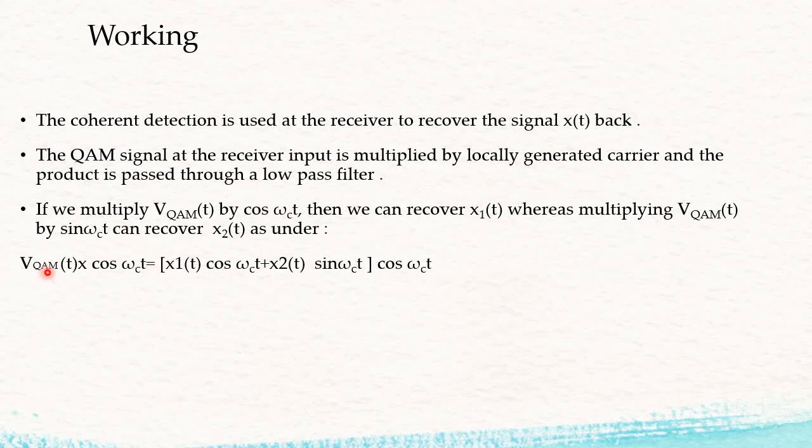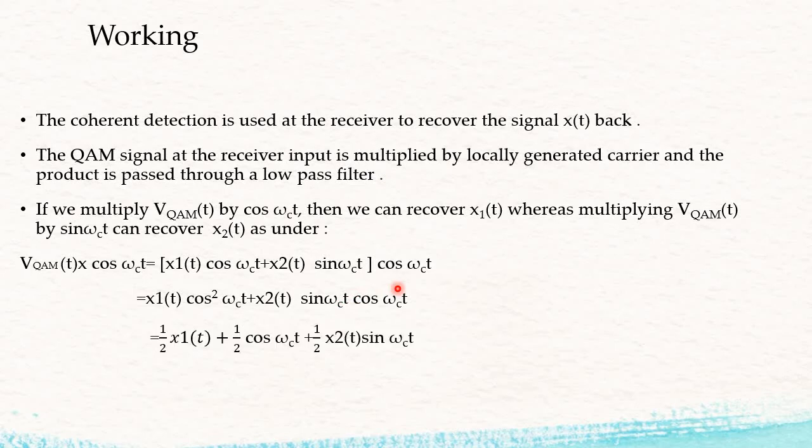So what is the derivation for QAM? QAM is x1 cos omega ct plus x2 sin omega ct. This value is multiplied with cos omega ct. After multiplication, if we open up the bracket, cos multiplied with cos becomes cos square, and cos multiplied by sine becomes a cos into sine term. Then we use the trigonometric identities.